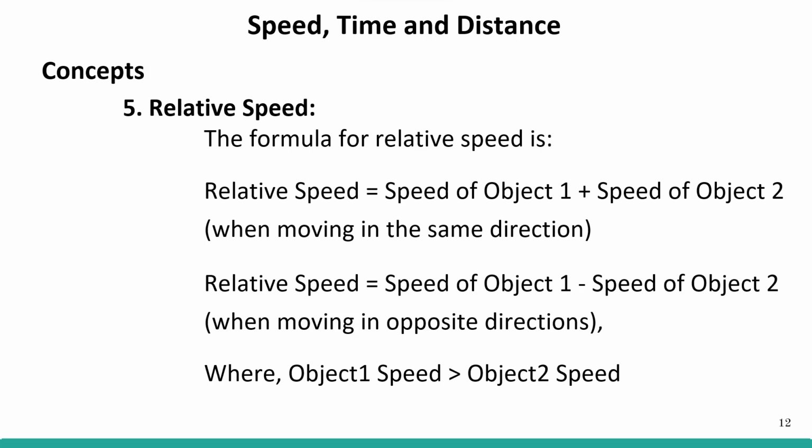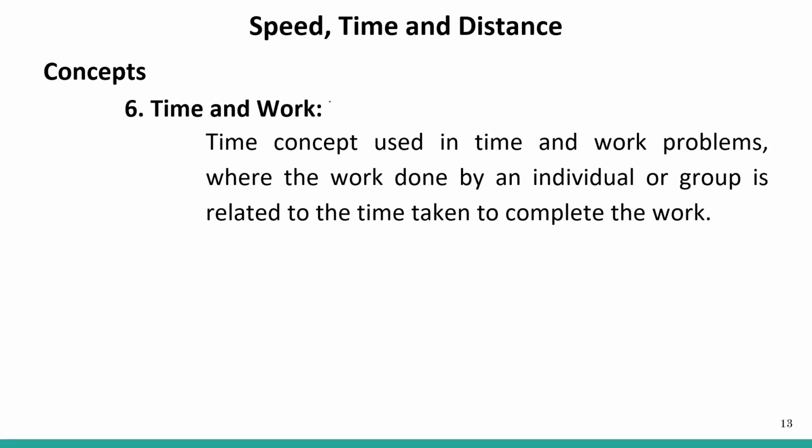Okay, so relative speed is equal to what? Speed of object 1 minus speed of object 2 when they are moving in the same direction, right? And when they are moving in the opposite direction, it is the sum, where object 1 speed is greater than object 2 speed. Okay, so let's see problem number 6, or concept number 6.